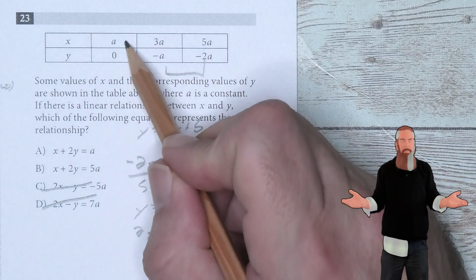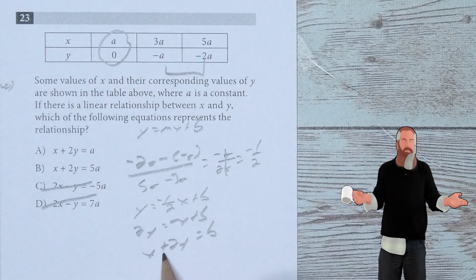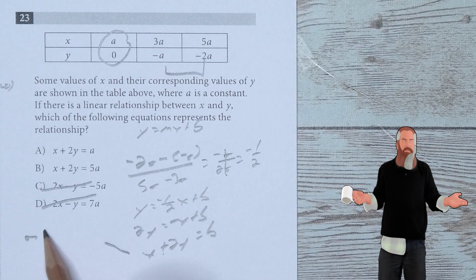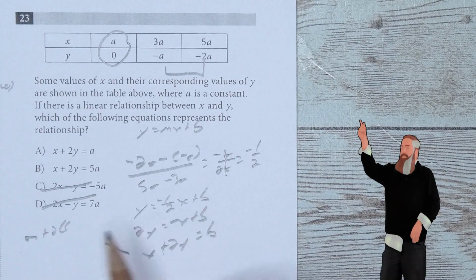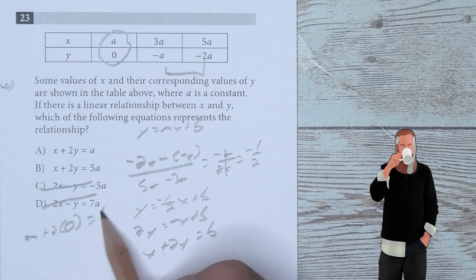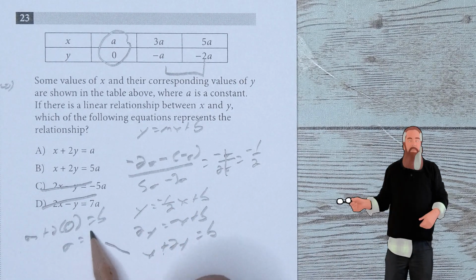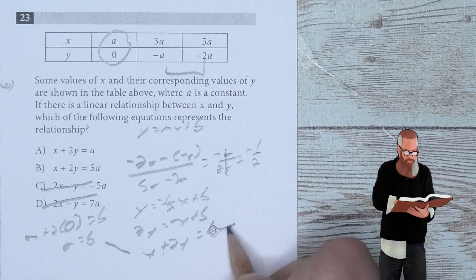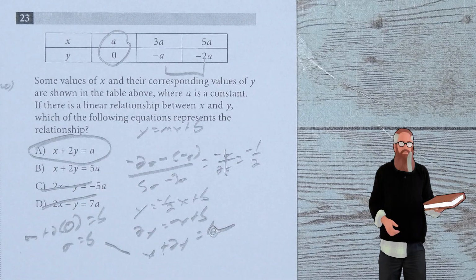Now, if I were to use this point (0, a) and substitute it into this equation, x would be 0, y would be a, and we'd wind up with a is equal to b, meaning this had to be A over here and not B, so A is our answer.